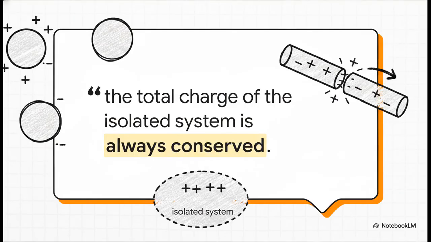I really want to emphasize this core principle. As this quote highlights, within an isolated system, the total charge is always conserved. This means you literally cannot create or destroy net charge in a closed loop. You can only redistribute it. When you rub two bodies together, whatever charge one body gains, the other loses in perfect exact balance.